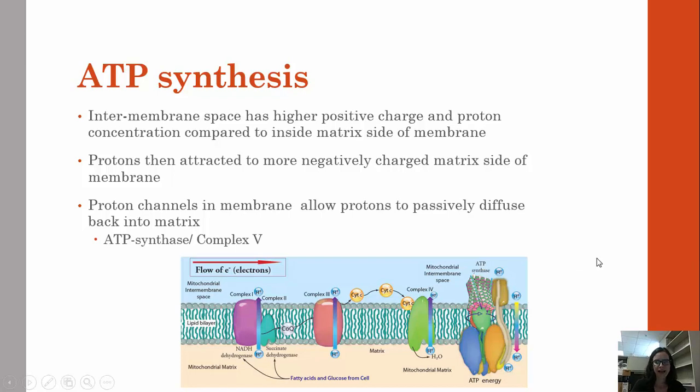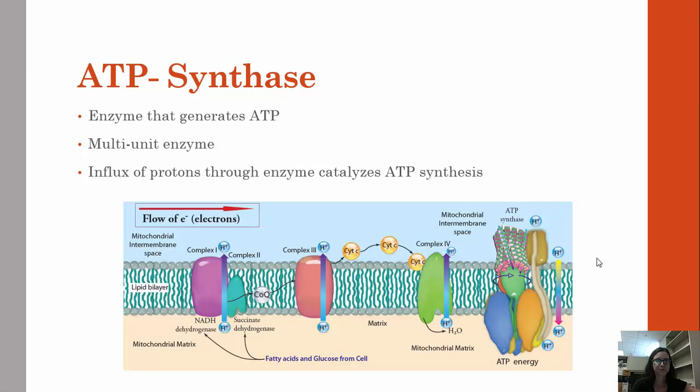And this is really an amazing complex. This is the enzyme that ultimately generates ATP. It's a multi-enzyme unit. You can see it's very complicated. And this is the unit through which the protons are able to flow back into the matrix. And as the protons go through the ATP synthase, they turn this rotor and allow ADP and the inorganic phosphate to bind back together to create ATP.